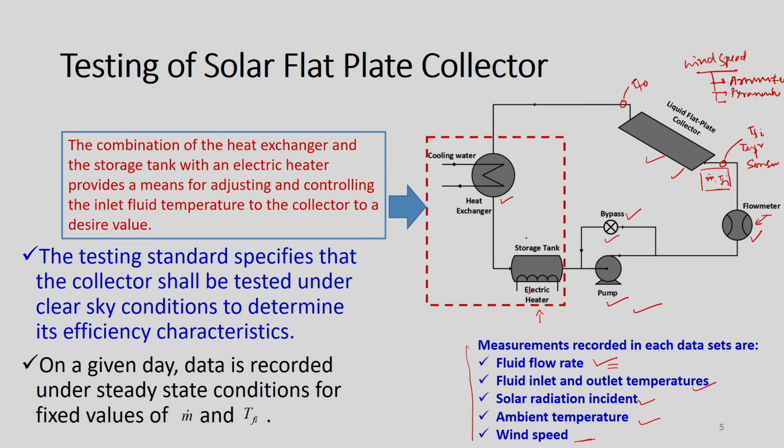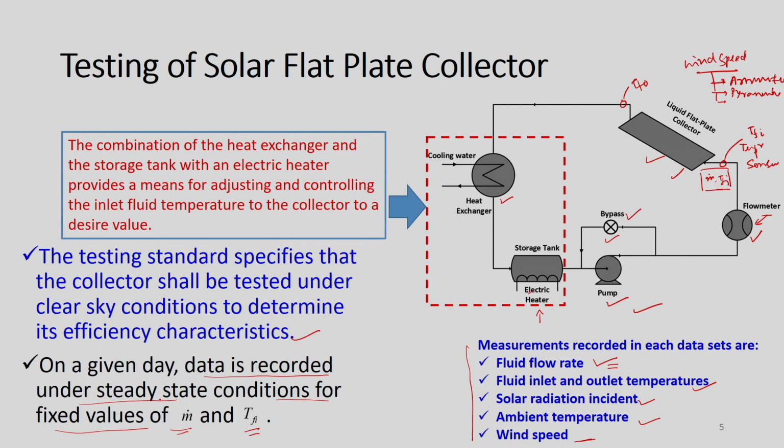These two assemblies, the combination of the heat exchanger and the storage tank with an electric heater, provide a means for adjusting and controlling the inlet fluid temperature to the collector to a desired value. What is required for inlet has to be controlled. By using this arrangement, we can control the temperature and feed it to the flat plate collector. The testing standard specifies that the collector shall be tested under clear sky conditions to determine its efficiency characteristics. On a given day, data is recorded under steady state condition for fixed values of mass flow rate and fluid inlet temperature.